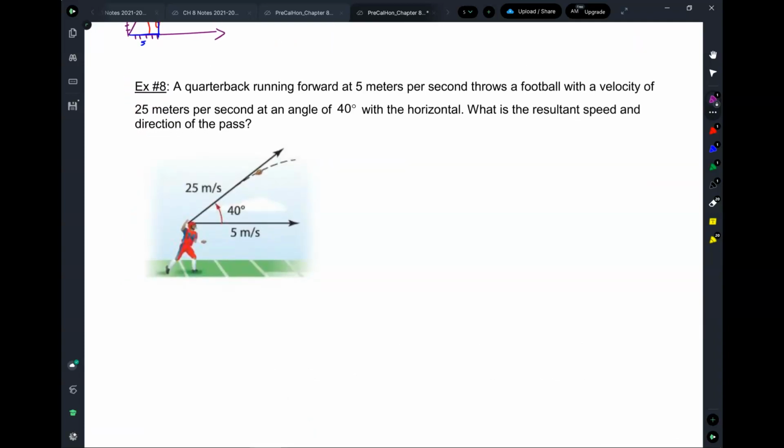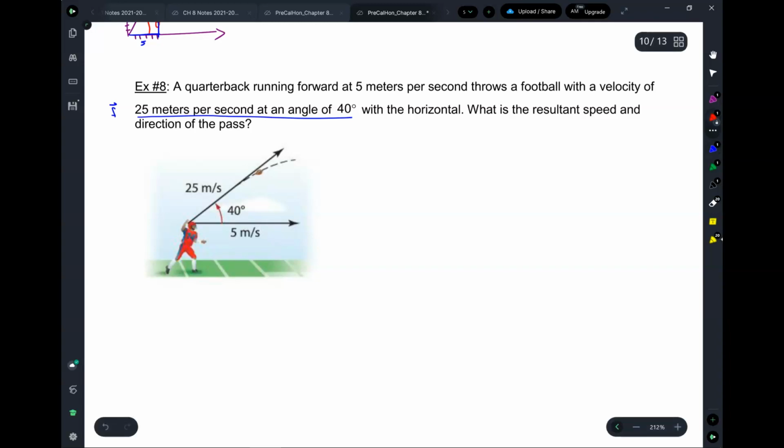A quarterback running forward at 5 meters per second throws a football with a velocity of 25 meters per second. So this is the football at an angle of 40 degrees with the horizontal. So that's the football. We'll call that vector F for football. What is the resultant speed and the direction of the pass?